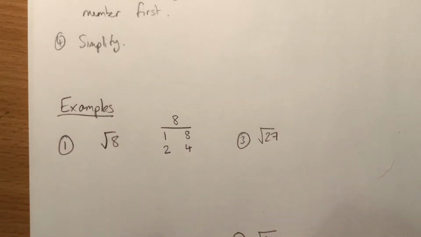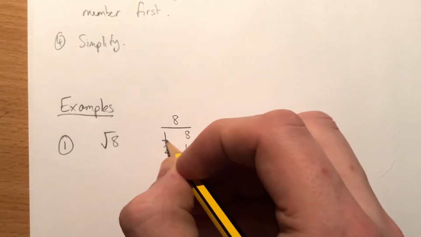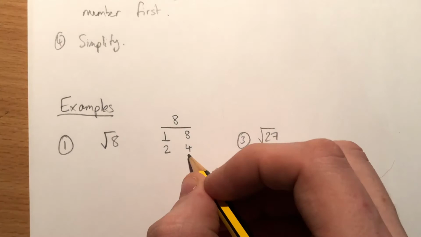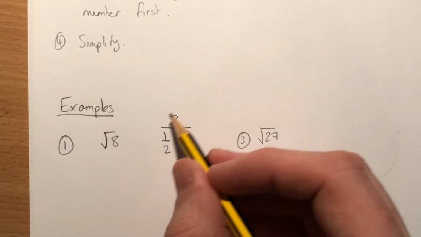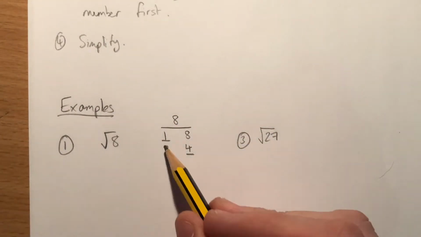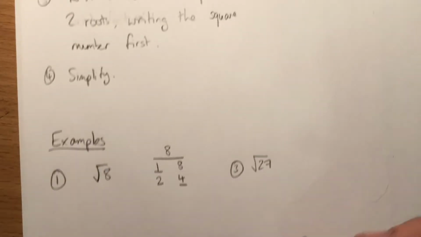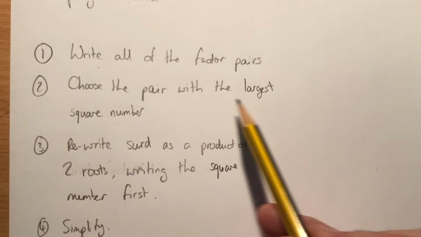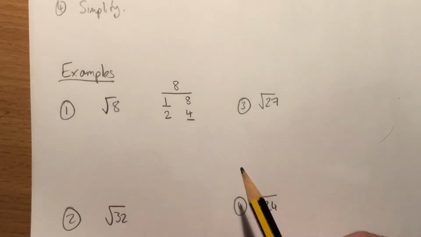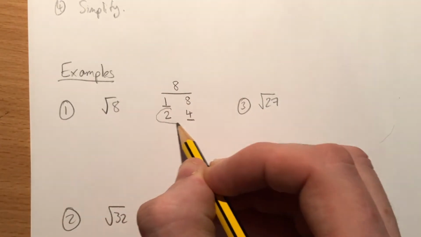Now, remember our square numbers are the result of multiplying a number by itself. So, for example, 1 squared is 1, 2 squared is 4, 3 squared is 9, 9's gone too far. So we've now highlighted what our square numbers were from that factor table. So it says choose the pair with the largest square number. Well, the largest square number is 4, so I'm going to choose this pair here.